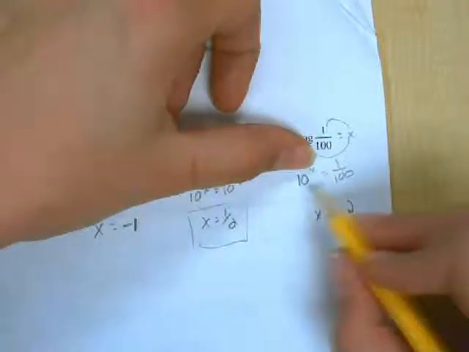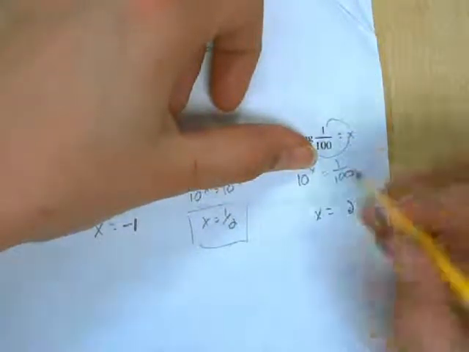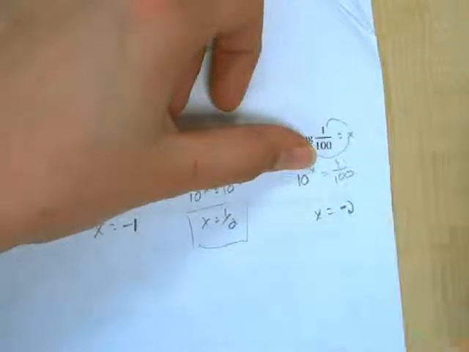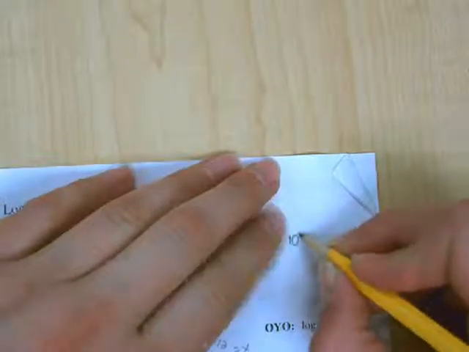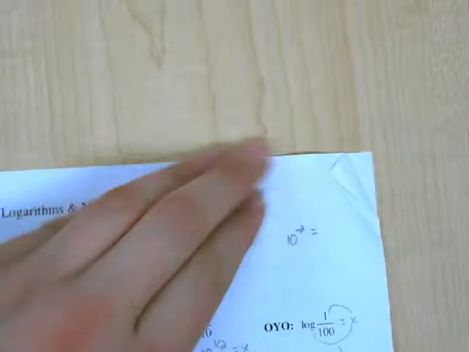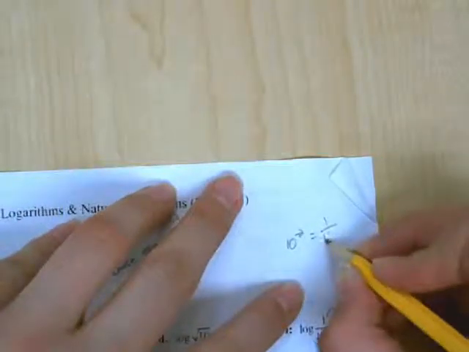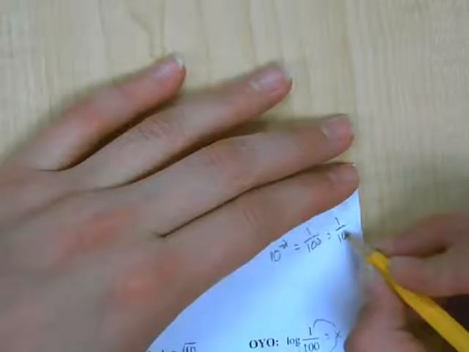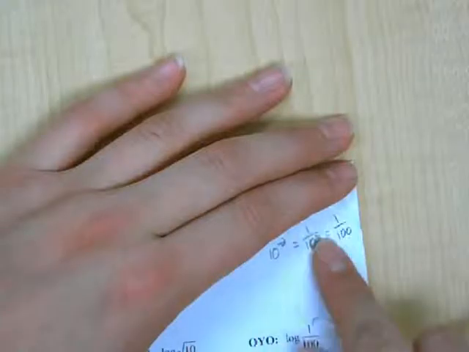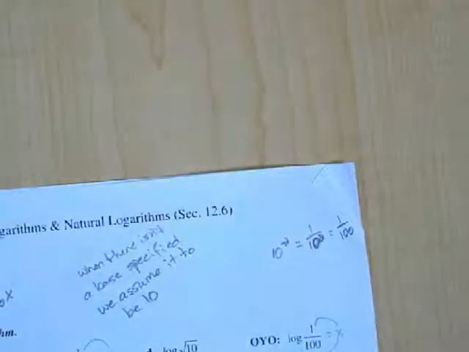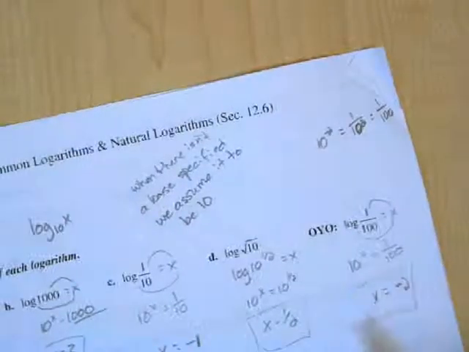And I want a 1 over 100, so to make it flip, I drew a negative. 10 to the negative 2, and I'm going to write this up here just so you can see this. This is what I'm saying, 10 to the negative 2, which is the same thing as saying 1 over 10 squared, which is the same thing as saying 1 over 100, because 10 squared is equal to 100. 10 times 10 is 100. So that's kind of what we're looking at here. So x is equal to negative 2.